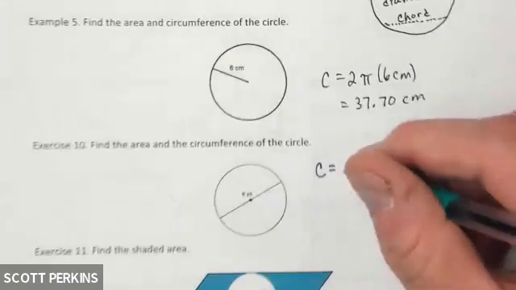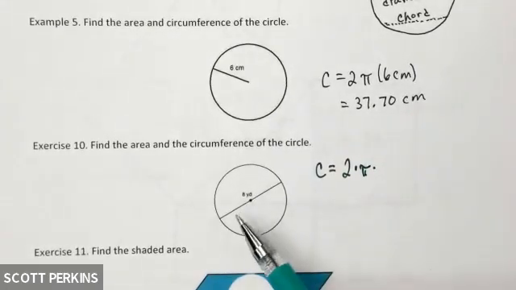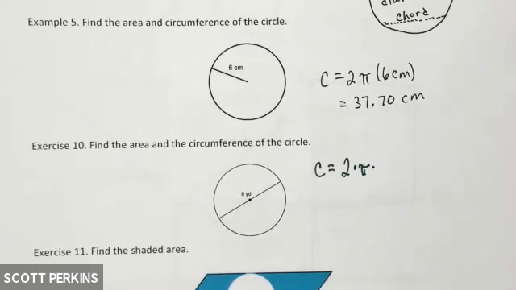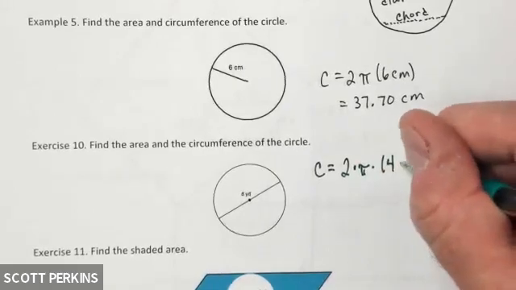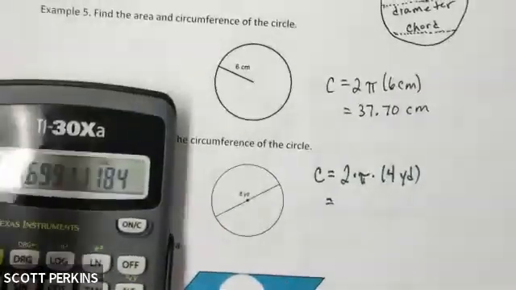So the circumference is 2 times pi times the radius. Well, if my diameter of this is 8 yards, what's my radius going to be? Perfect. Great job. I appreciate your help. And so I just go ahead and multiply those things together.